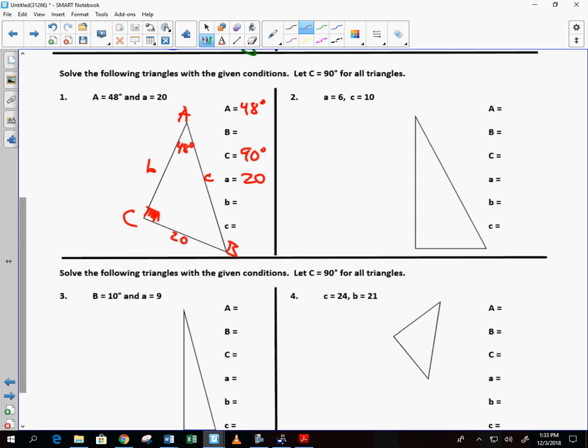You take it away. What do I find? This is a must. What's the easiest one to come up with? B? How do we find B? All these add up to 180. Great. Got it. It's 42.